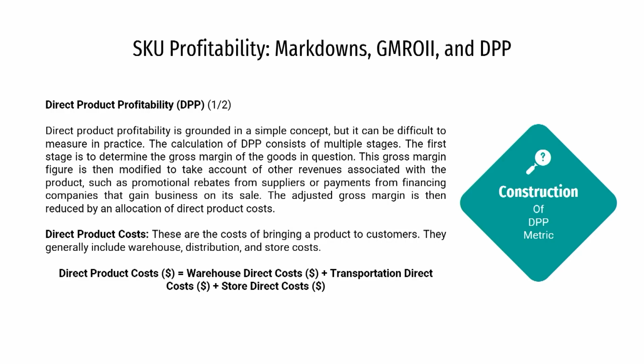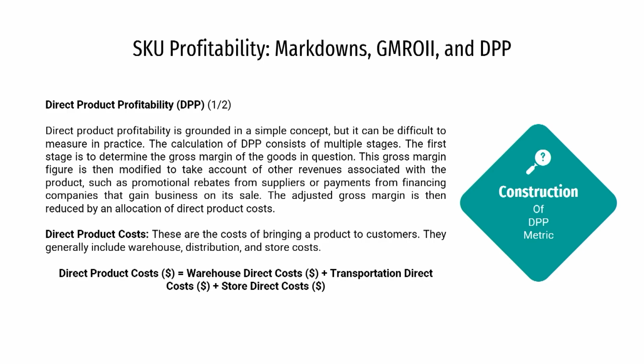Next, we will move to this complex metric, which is theoretically simple to understand, but it is always prone to the attribution problem, that is direct product profitability. Direct product profitability is grounded in a very simple concept, but it can be difficult to measure in practice. The calculation of DPP consists of multiple stages. The first stage is to determine the gross margin of the goods in question, right.